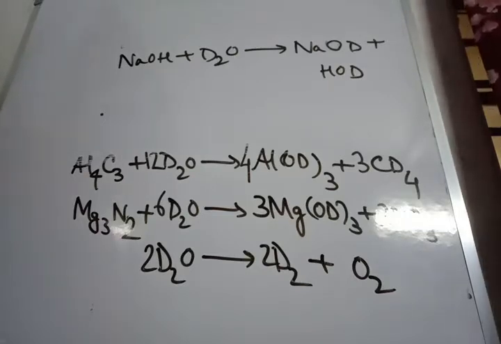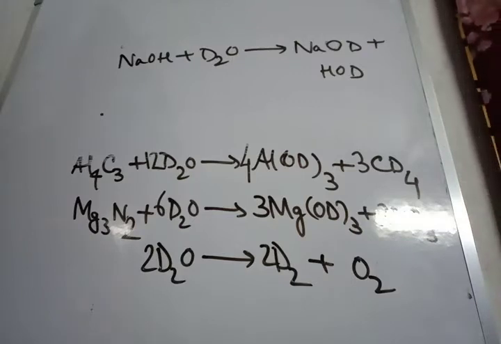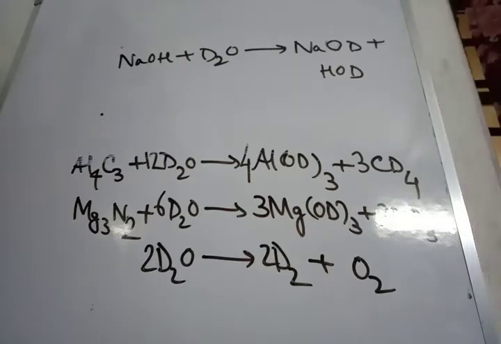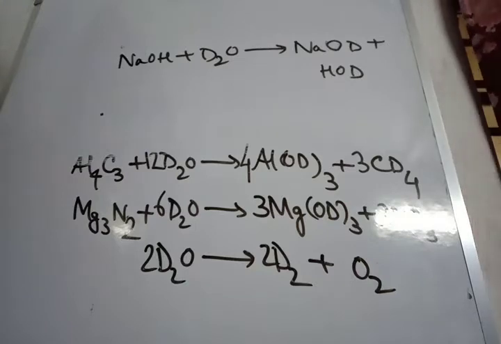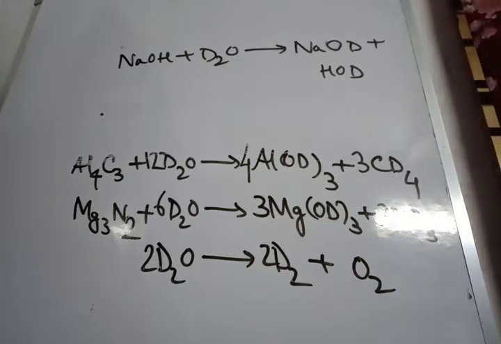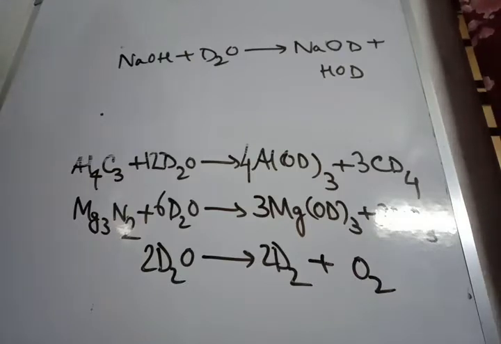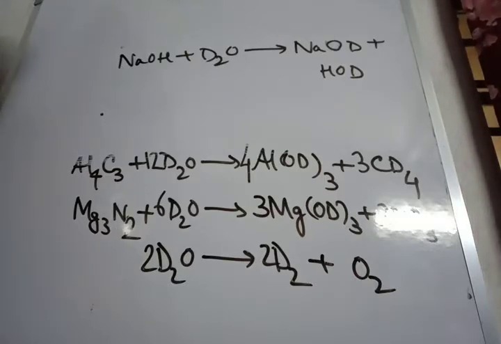Next, we come to uses of heavy water. First one, heavy water has been used in nuclear reactors as a moderator because it slows down the fast moving neutrons and therefore it helps in controlling the nuclear fission reactions. Heavy water is used as a reference in nuclear magnetic resonance spectroscopy, which we call the MRI.